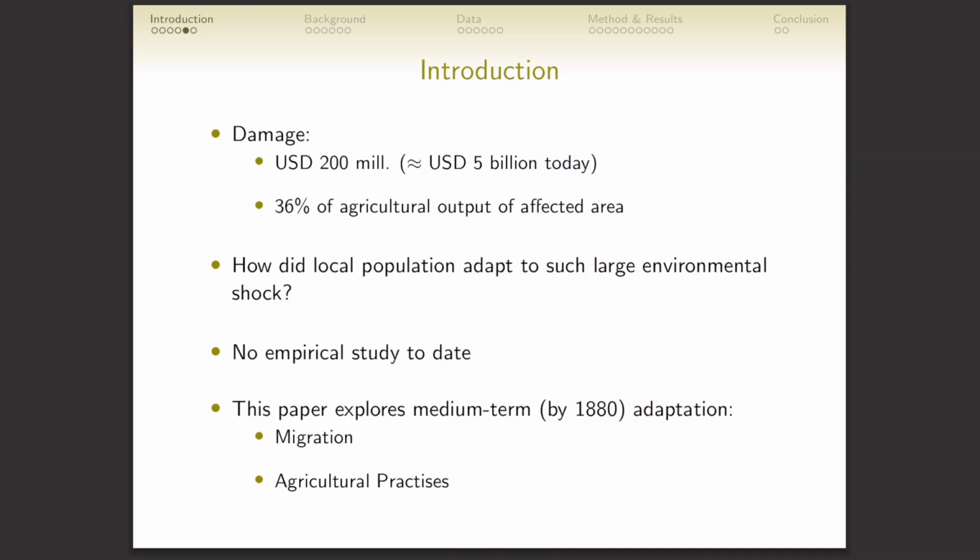And so what we do in this paper, we wanted to really look at how the local population adapted, at first in terms of migration, and then in terms of those people that potentially didn't migrate, if they changed their agricultural practices. And I'll talk about that later.